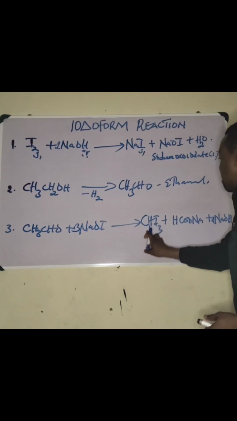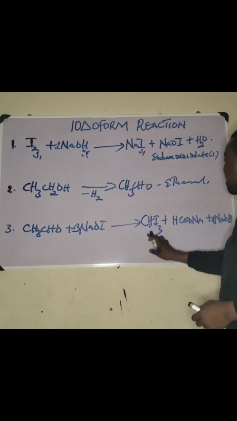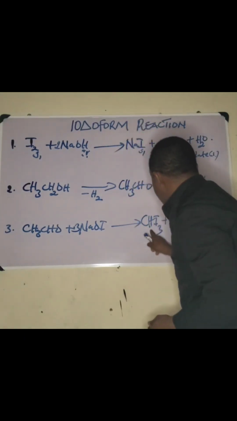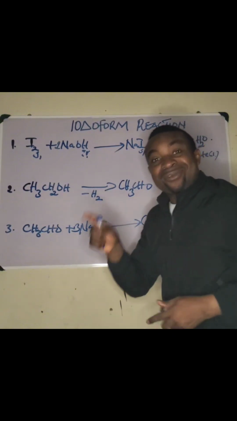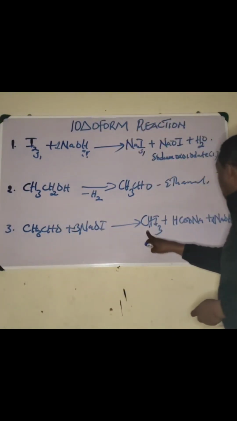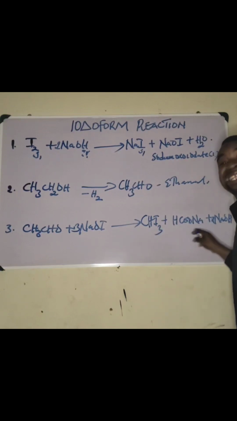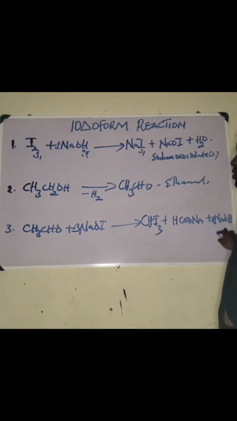So here, look at this compound. We all know this compound. This one is iodoform, or you can call it 1,1,1-triiodomethane. That is the name of this compound. This one is sodium methanoate, and this is sodium hydroxide.